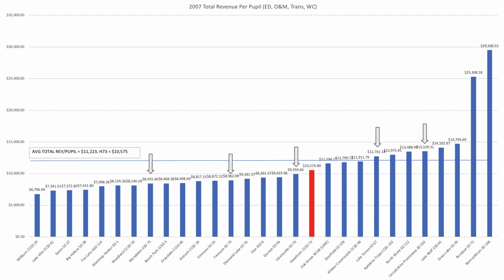In analyzing our revenue per student operationally, that being the Ed, O&M, transportation, and working cash revenue components, looking back to 2007 as far as where this district ranked amongst our peers within Lake County, you will see that we were in the top third approximately, right in the middle of districts. We were higher than Mundelein and Fremont, less than Lake Forest as well as Lincolnshire. The average revenue per pupil was $11,200. At that time, we were at $10,575, approximately $700 less than the average.